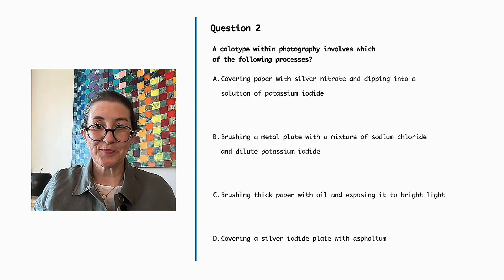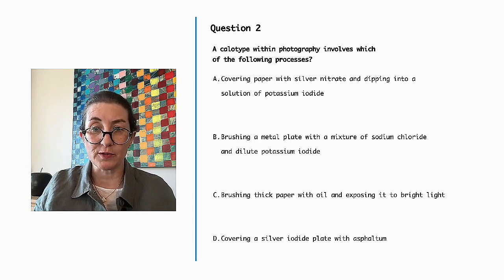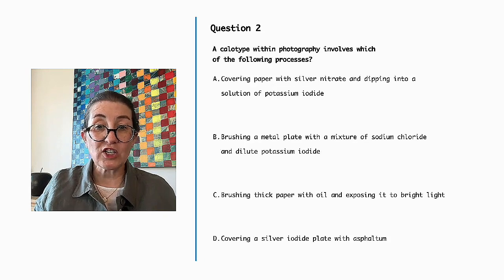Question number 2. A calotype within photography involves which of the following processes? Covering paper with silver nitrate and dipping into a solution of potassium iodide. Brushing a metal plate with a mixture of sodium chloride and dilute potassium iodide. Brushing thick paper with oil and exposing it to bright light. Or covering a silver iodide plate with asphaltum.